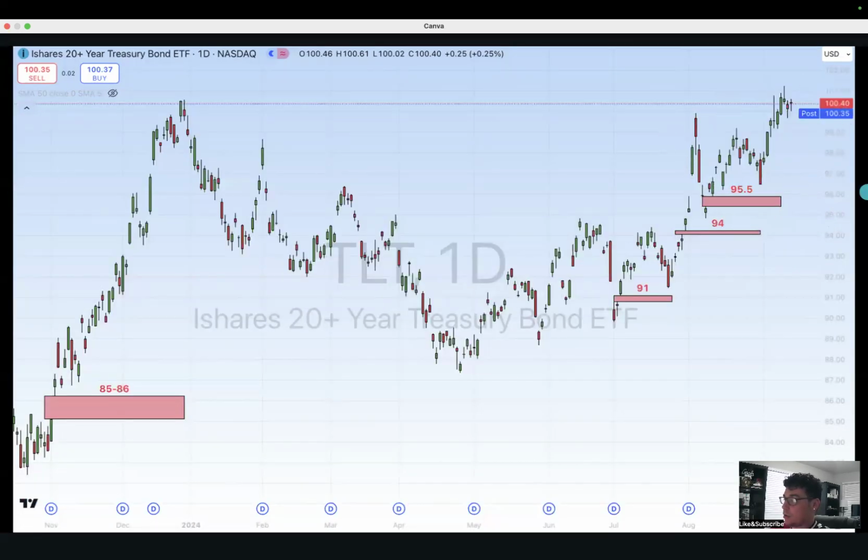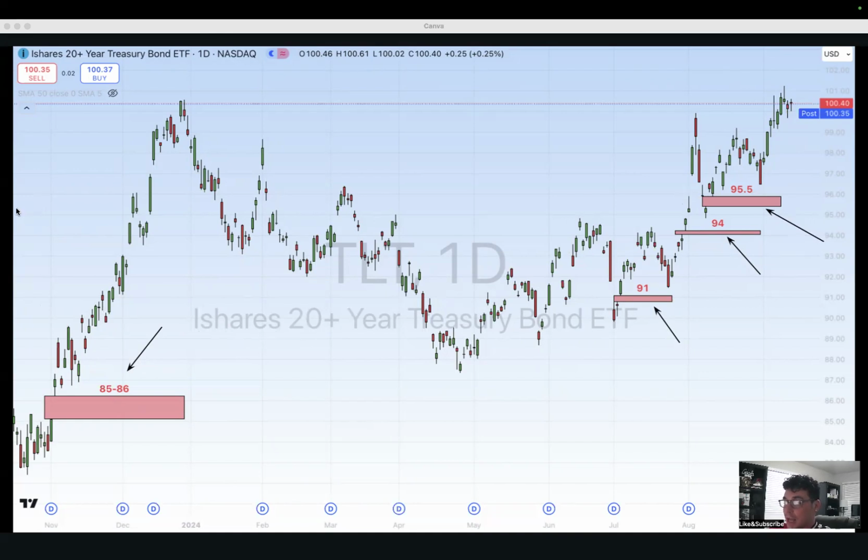Now, as we mentioned, there's always going to be risks. So we have to go over these risks and we have to be mindful of them. We have to know what they are so we can manage our risk accordingly. What we've got here are a series of gaps down. We've got a gap down to the 85, 86 area. Got a gap down to the 91 area. We've got a gap down to the 94 area. And we've got a gap down to about the 95.5 area.